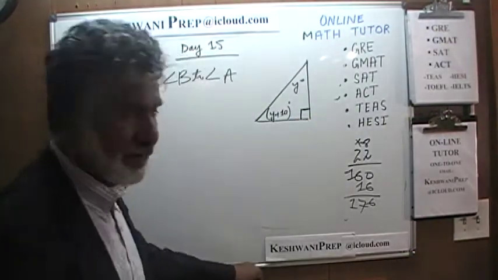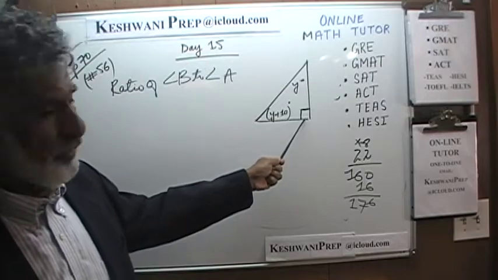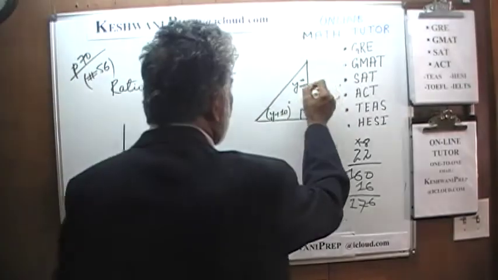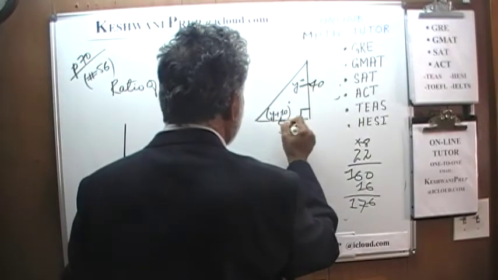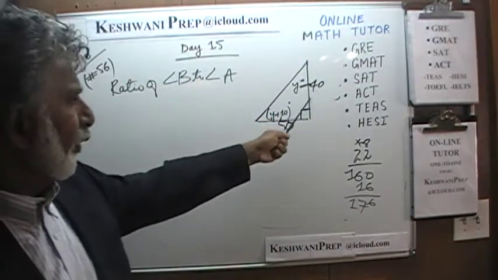Well, if that is right angle, it's a very straightforward thing. If that's the right angle, then we have 90 degrees left. And this is y, and this is y plus 10. It has to be 40 degrees and 50 degrees. Because it's y plus 10. This angle is 10 more than that one, so it's 40 and 50.